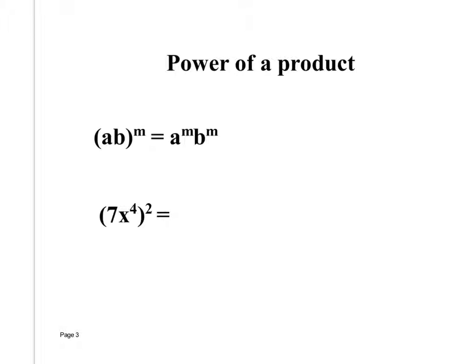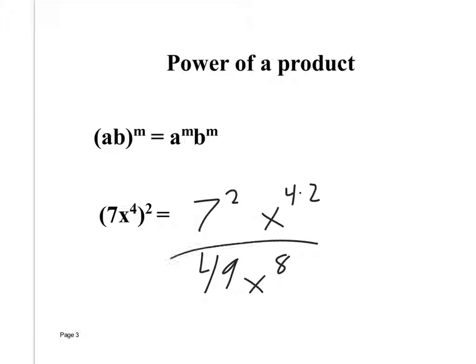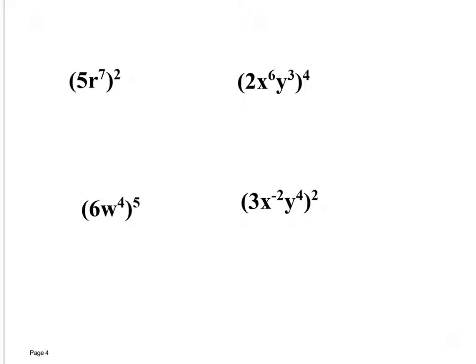So here's an example, 7 times x to the 4th, squared. So everything gets a second power. So the 7 gets the second power, and the x to the 4th gets the second power. It'll say simplify. So we'll want 7 times 7, which is 49, and x to the 8th. There's your answer.